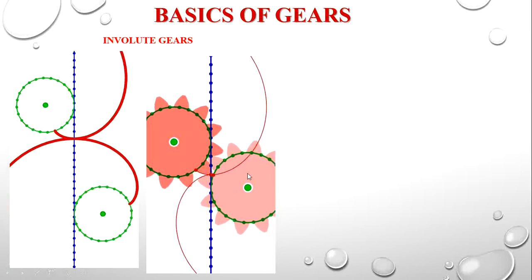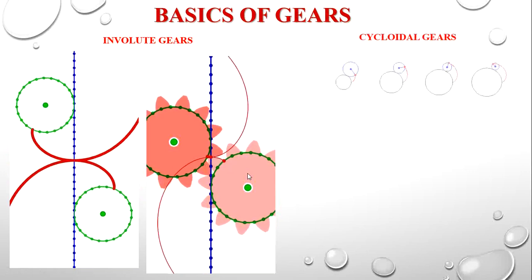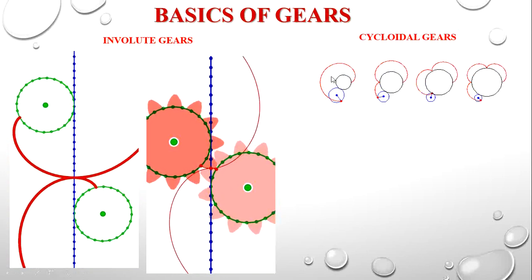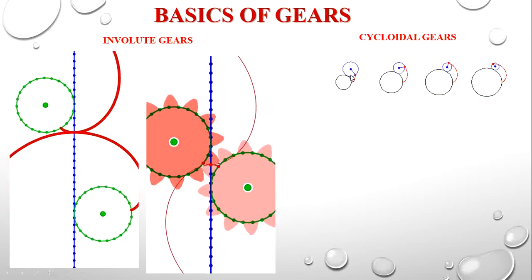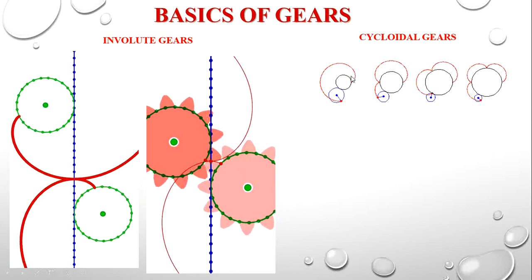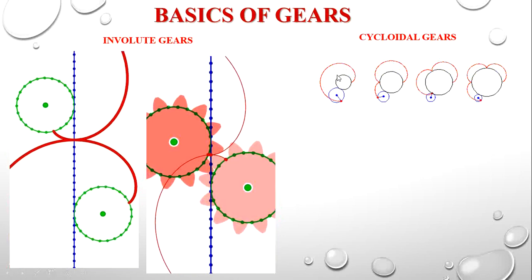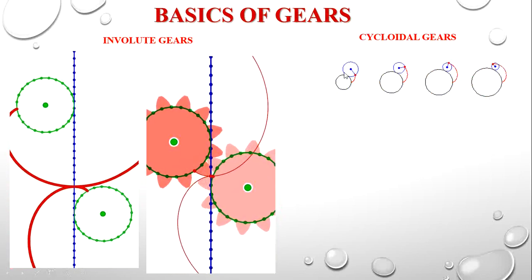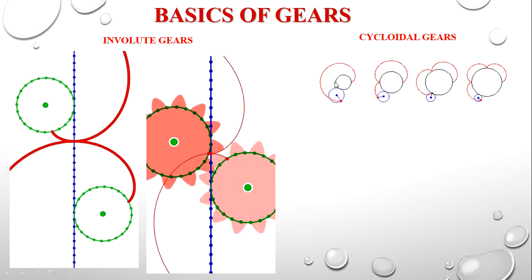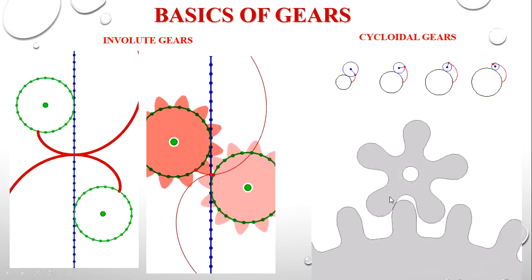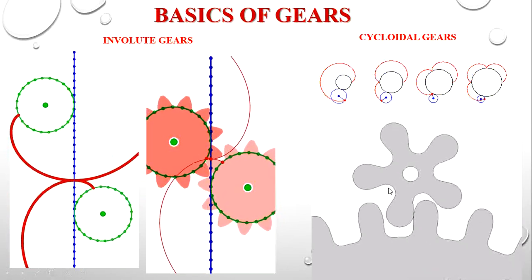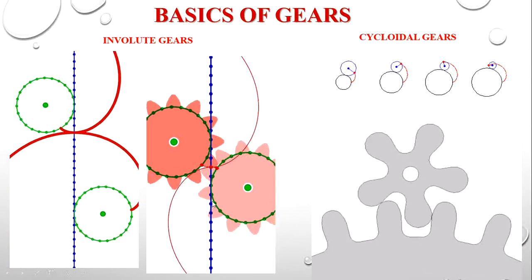We know the second one is cycloid. Cycloid is nothing but the path traced by a circle over a straight line or a curve. Here the circle is tracing a path on another curve. So this is called cycloid. Cycloidal gears are an example of this. Usually a cycloidal gear will have a very curved surface over here, unlike an involute gear.